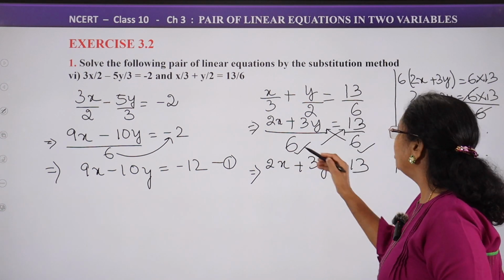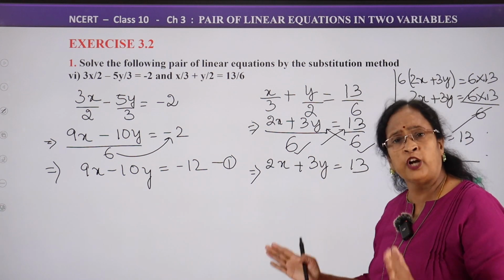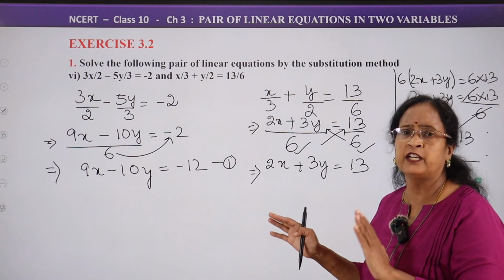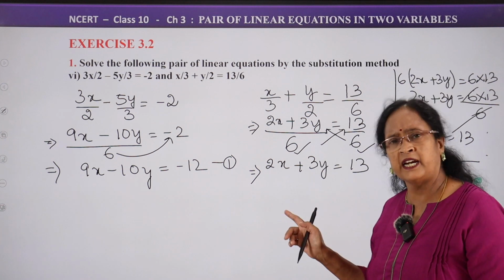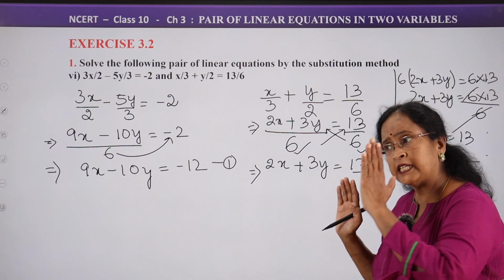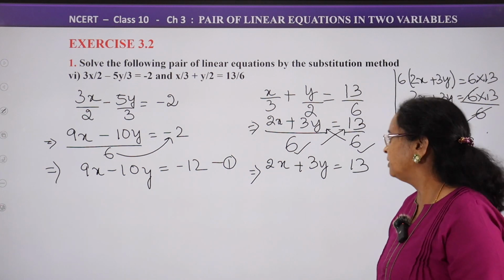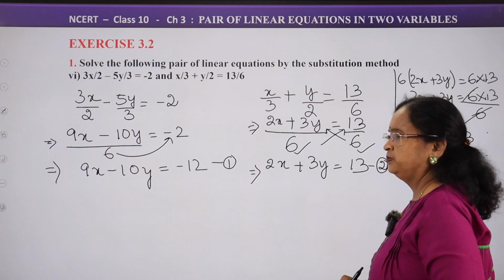Clear? So, 6 can be cancelled because they are both on the denominator and both on each side. They are not on one side. 6 is there in the left hand side, 6 is there in the right hand side. And so, 6 equal to 6 we can cancel. Alright? Okay. Now, this is equation 2.